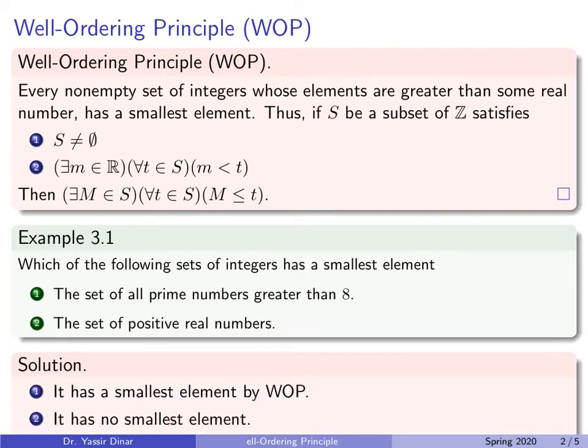So in the solution, I can say that the first set, the set of all prime numbers greater than 8, has the smallest element by using the well-ordering principle. And of course, you know what the answer is, because this set is very easy to describe, and the smallest element is 11.